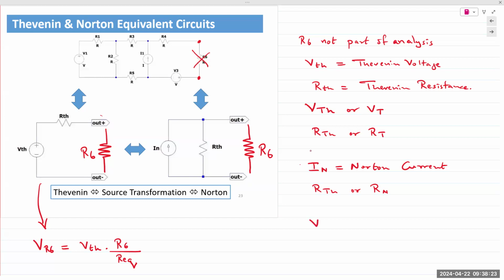The equation that relates the three quantities is, of course, Ohm's law, where VTH is the product of the Norton current and RTH. V equals IR. And then we'll look at how we will determine these quantities. Okay, so your job as an engineer is to determine the three quantities listed here, which are the Thevenin voltage, the Norton current, and the Thevenin resistance.